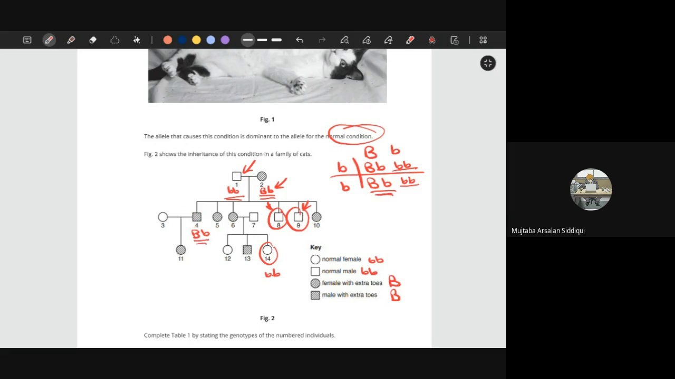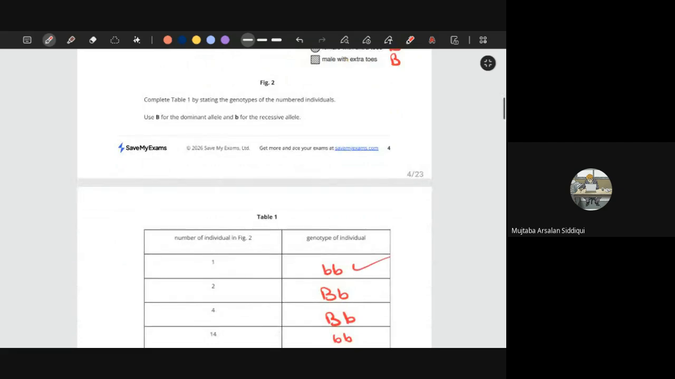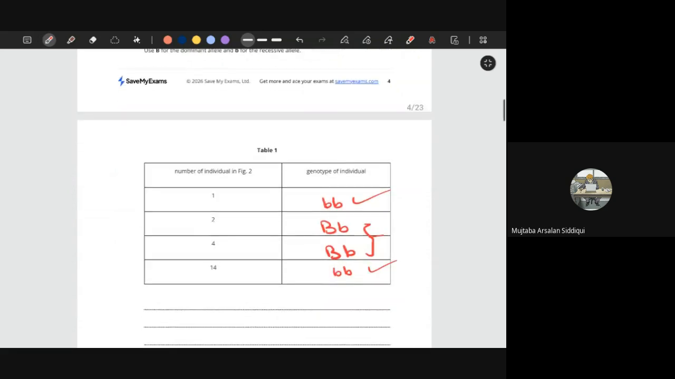Now, within this pedigree, you can see that 1 and 14 are both recessive, and recessive has to be homozygous. So that's how you get 14 and 1 are homozygous, and both of these are heterozygous. Does that make sense? Yeah. Let's continue.